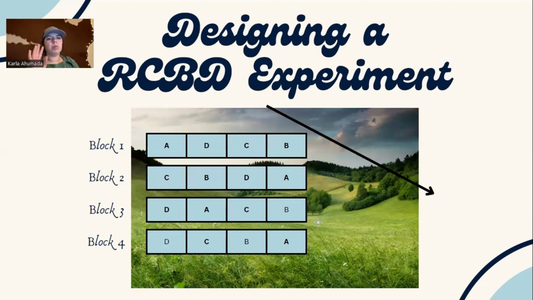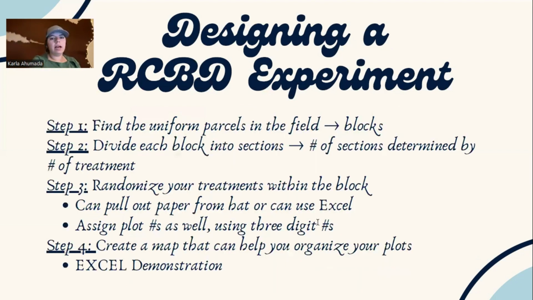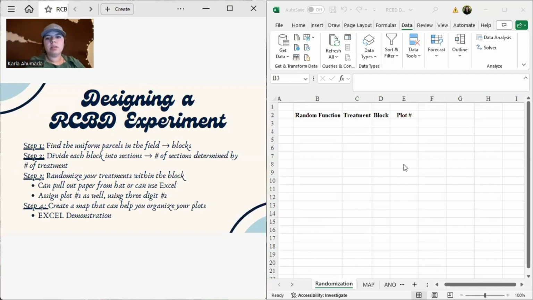And that is because we want to expose our treatment to all the possible conditions in our area. So blocks 1 through 4 each have A, B, C, and D, but they're organized differently. So that's where the randomization comes in. So this is the very beginning. And then from here, you can create a map that can help you organize your plots for when you're actually out in the field. And so I'll be showing a quick Excel demonstration to show you how to do that randomization function that I mentioned.